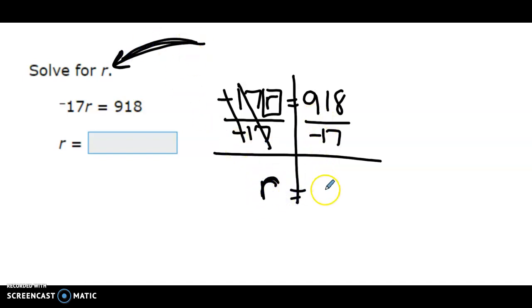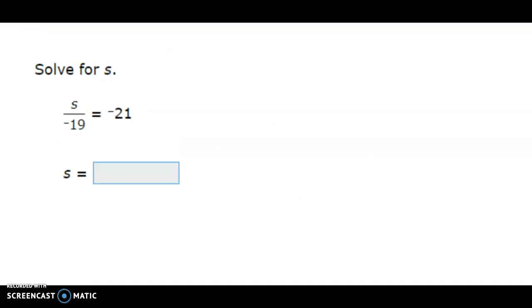And then I have to do 918 divided by negative 17. A positive divided by a negative is a negative. 918 divided by 17 is 54. If I plug that in, it does make sense. A negative 17 times a negative 54 equals a positive product.